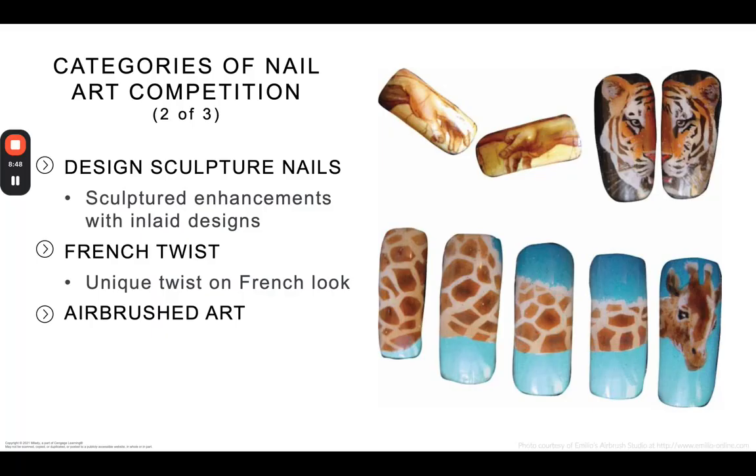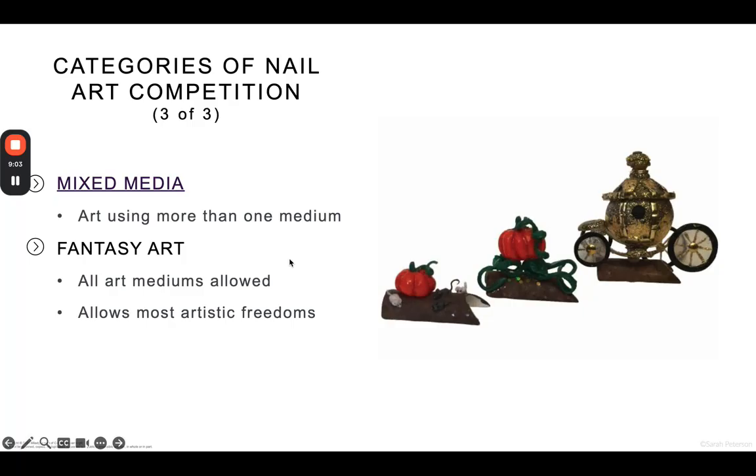sculptured nails. Your sculptured nails may have some encapsulations or inlay designs. You may do a French twist, which is a unique twist on the French look. You may also do airbrush nail art. You may also do mixed media, which means that you may do maybe some 3D nail art with some flat nail art or some embellishments with some airbrush. That's what mixed media means. You're using more than one type of medium.